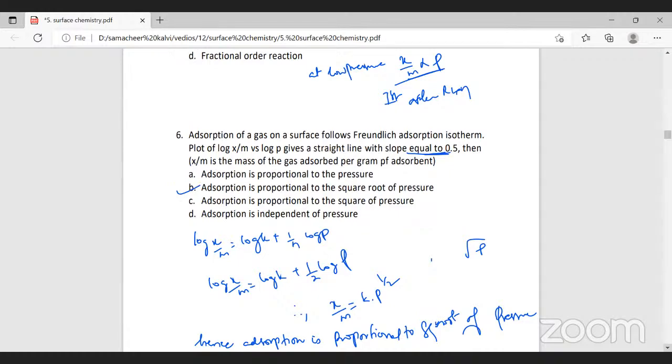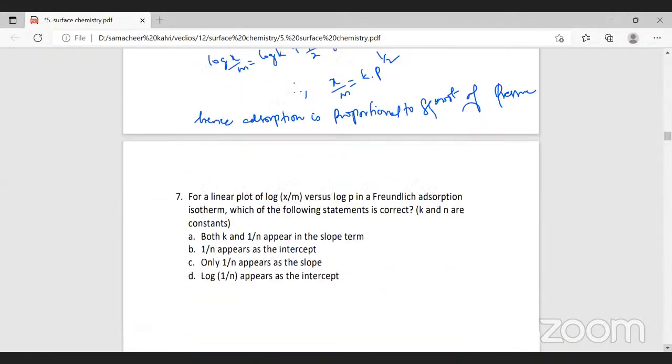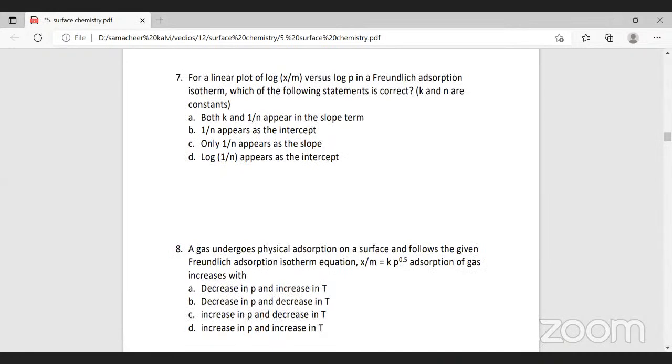The next question. For a linear plot, log x by m versus log p in Freundlich adsorption isotherm, which of the following statements is correct? k and n are constants. For the Freundlich adsorption isotherm, we know log x by m is equal to log k plus 1 by n log p.